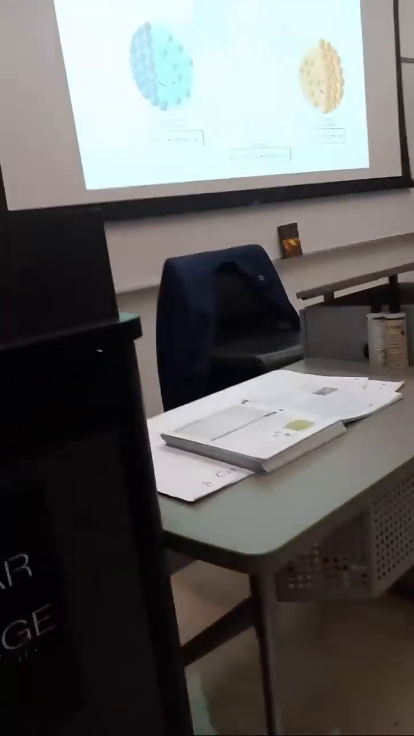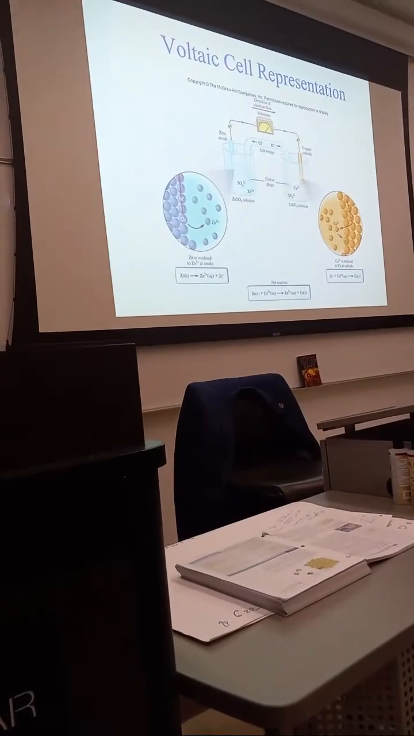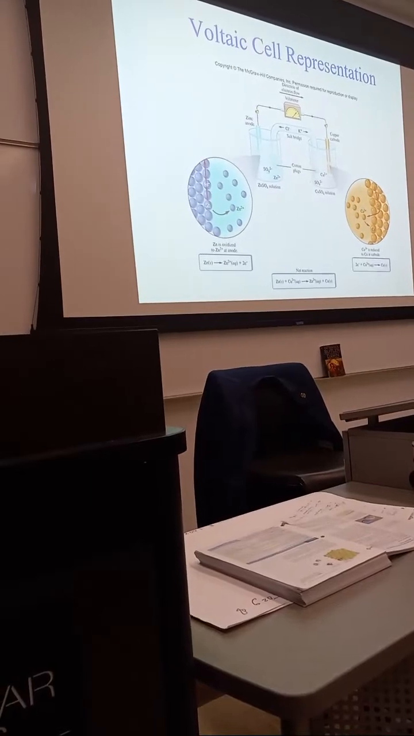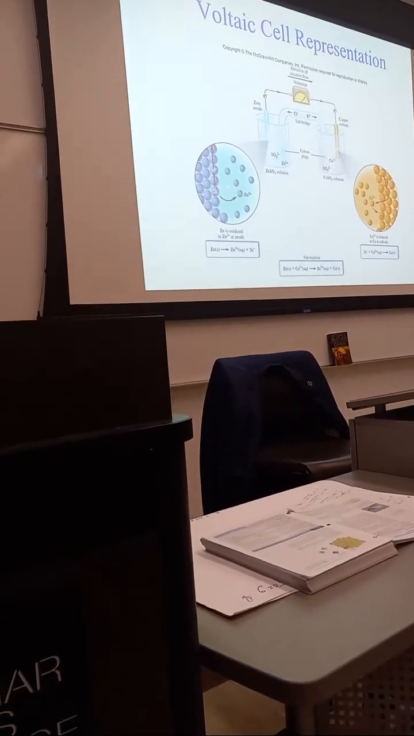If I'm losing electrons here, and I'm gaining electrons here, what's happening to this rod? It's going to deteriorate. It's going to get smaller. This would get thinner. This will get bigger, because remember now, copper ions are jumping out and becoming copper atoms. So this is going to get bigger. This is going to get smaller over time.